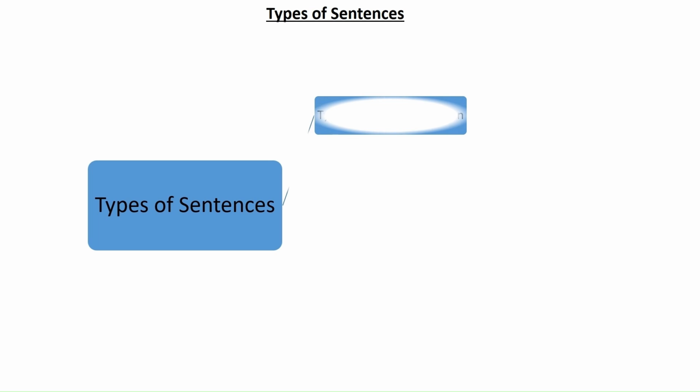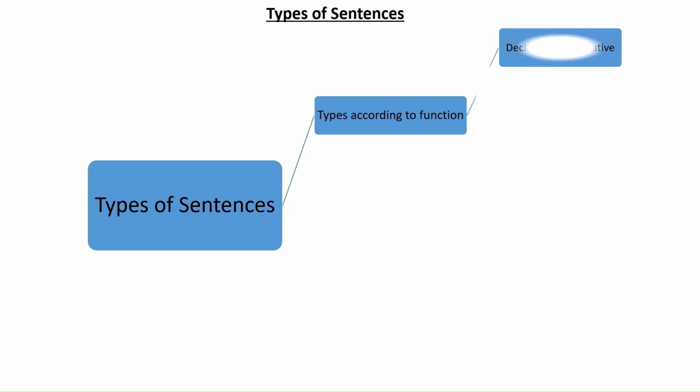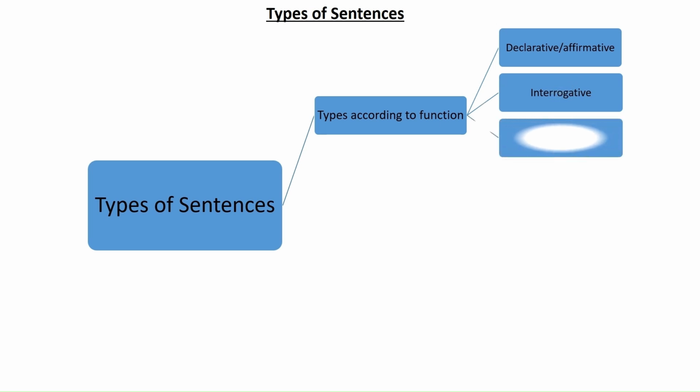Now, let's talk about types of sentences. To learn about the types of sentences, we can categorize them into two main categories. The first one, types of sentences according to their function. The second one is types of sentences according to their structures. And according to the first category, we can divide it into four divisions.